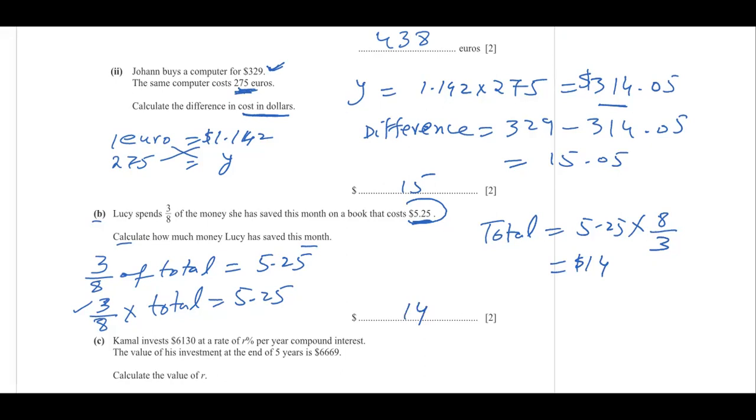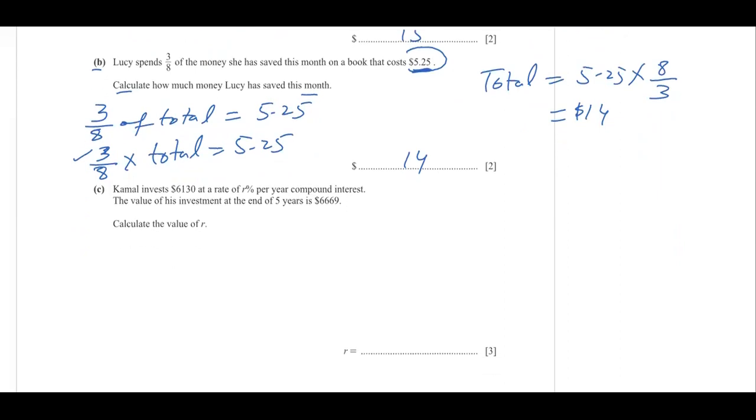Basic finance, quite easy. Part C. Komal invests $6,130 at R% per year compound interest. What is invested? That is principal. This R is the rate of the interest for compound interest. The value of his investment at the end of 5 years, time duration, and value of the investment means the amount. Calculate the value of R.